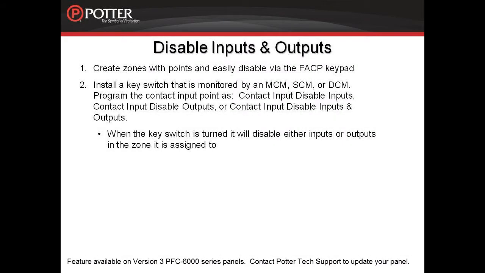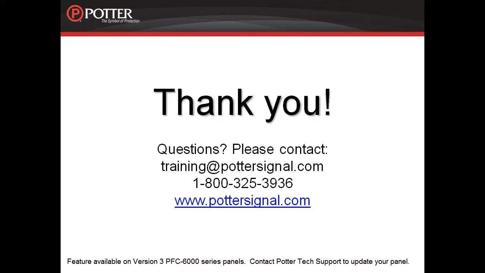So to recap, there are 2 options for enabling and disabling points. You can create software zones and access them via the fire alarm control panel keypad. You can also install, for example, key switches that are monitored by a contact input module that are then programmed that when active, they will disable the inputs, the outputs, or both for that particular zone that they are assigned to. For more information, please refer to the installation manual or the other recorded programming modules.